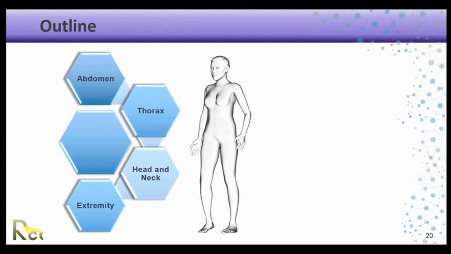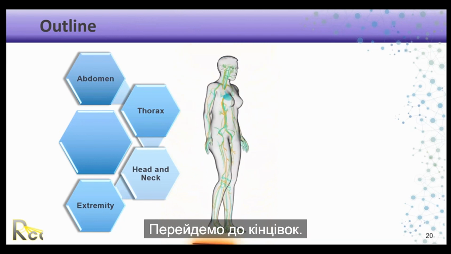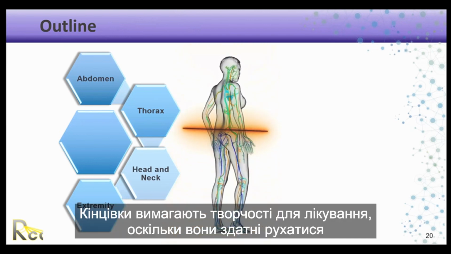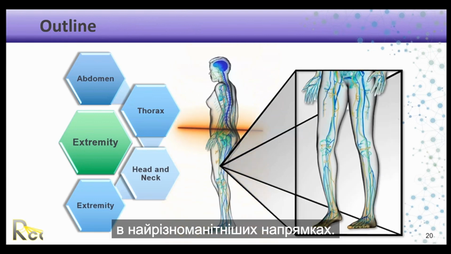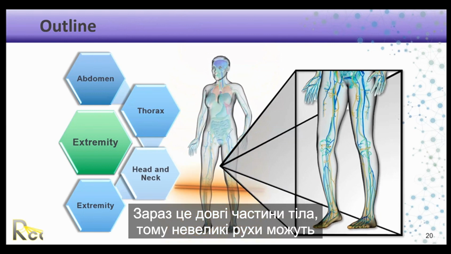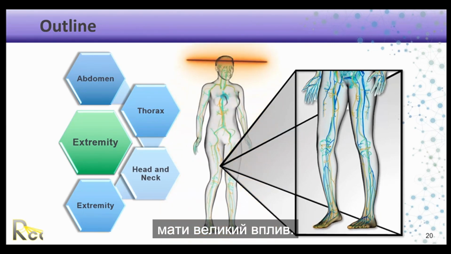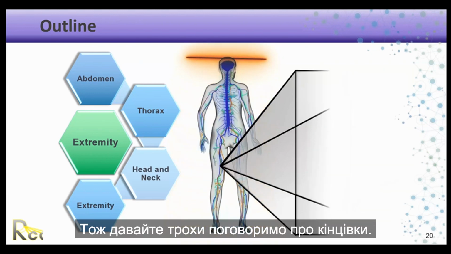Okay, very good. All right, so we discussed abdomen generally. So let's shift gears, move on to extremities. Extremities are one of the most creative areas to set up and treat because of their ability to move in all sorts of different directions. These are long structures, so small movements can have big impacts. So let's talk about extremities a little bit.